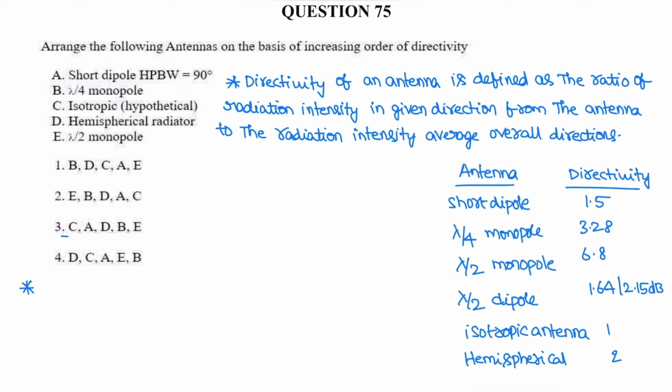In increasing order, the least is for the isotropic antenna, that is 1. Next is the short dipole, 1.5. Next is the hemispherical radiator, with a directivity of 2. Then the lambda by 4 monopole, that is 3.28, and the lambda by 2 monopole, that is 6.8. So the correct option is 3. The highest is for the lambda by 2 monopole and the lowest is for the isotropic radiator.